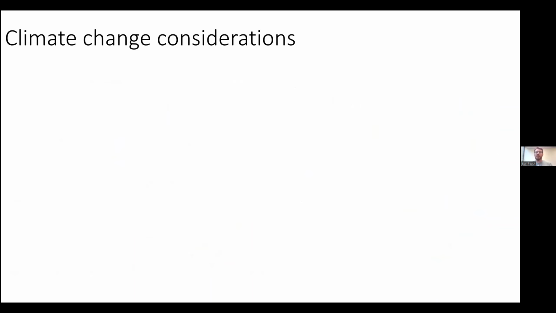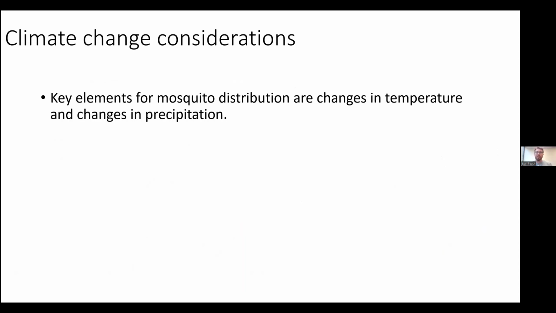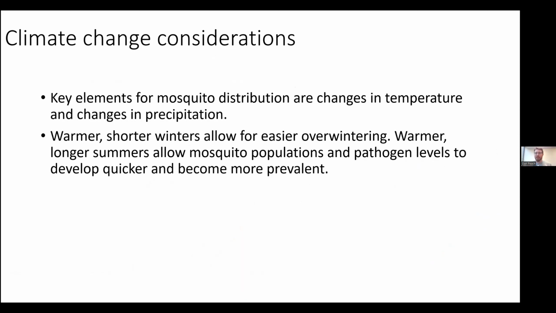But thinking about climate change, I mentioned that temperature and precipitation are the key factors, but it's not just the mean averages that are important. It's also how they're distributed. So if you get spikes in temperature in the winter or the summer, versus if it's just warmer, the same temperature for longer, or if it's both, those will also affect the different types of mosquitoes you'll get.